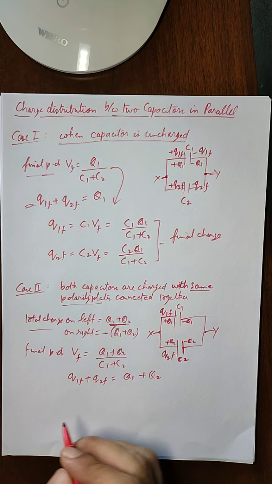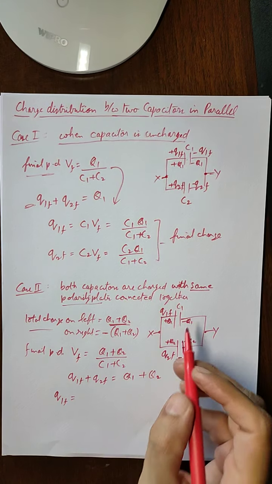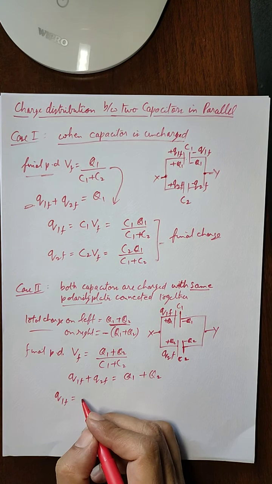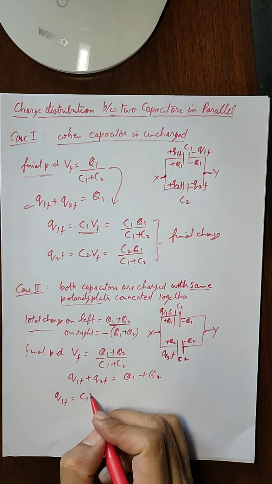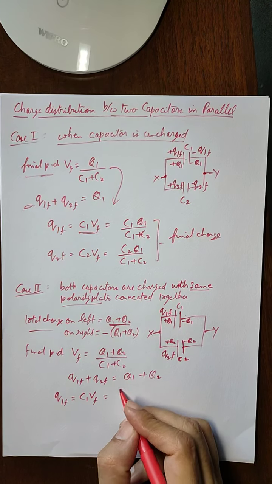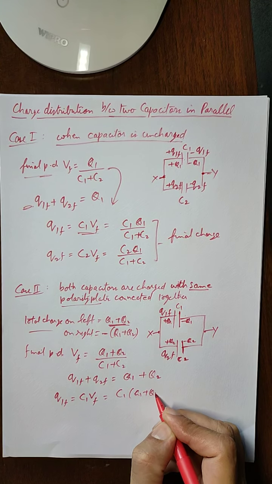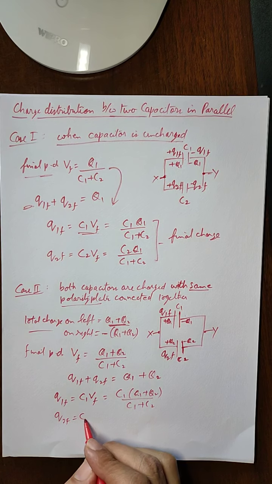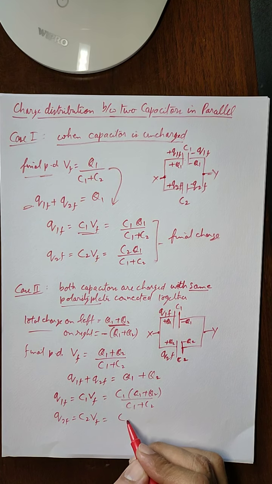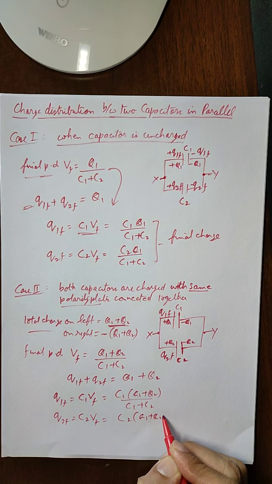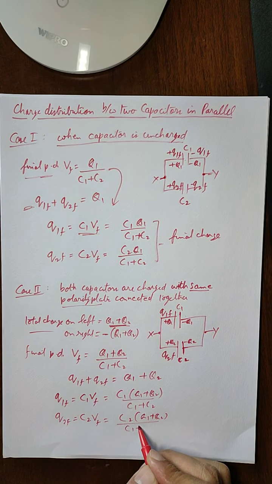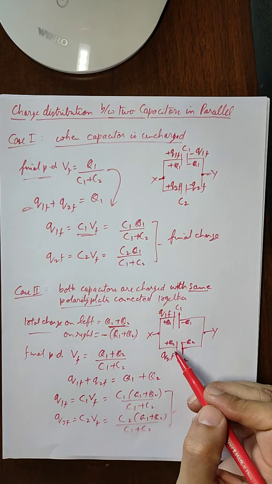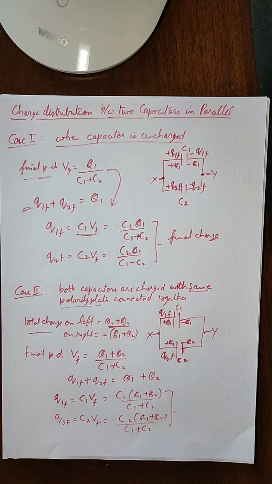So if V is known, then the final charge can be found out. Q1F, which is the charge on capacitor C1, will be C1 into V, so same like here, C1 into Vf. In this case, it will be equal to C1 into Q1 plus Q2 upon C1 plus C2, and similarly Q2F will be equal to C2Vf. So it will be equal to C2 into Q1 plus Q2 upon C1 plus C2. So these will be the final charges after the capacitors are connected in this way.